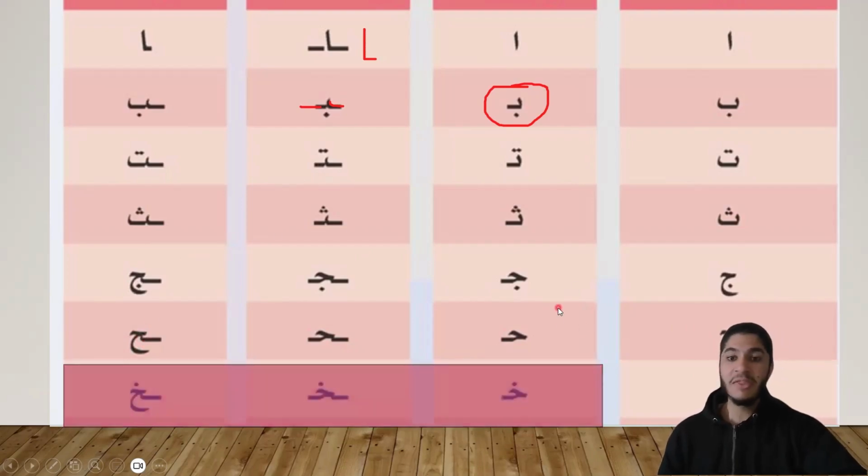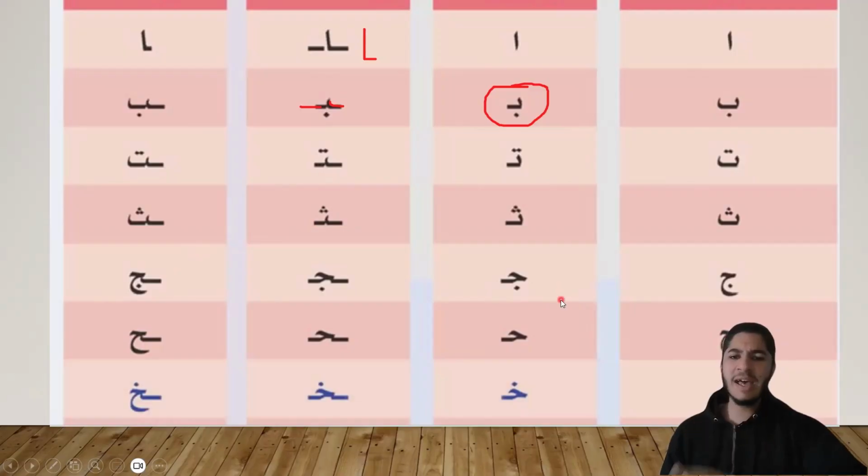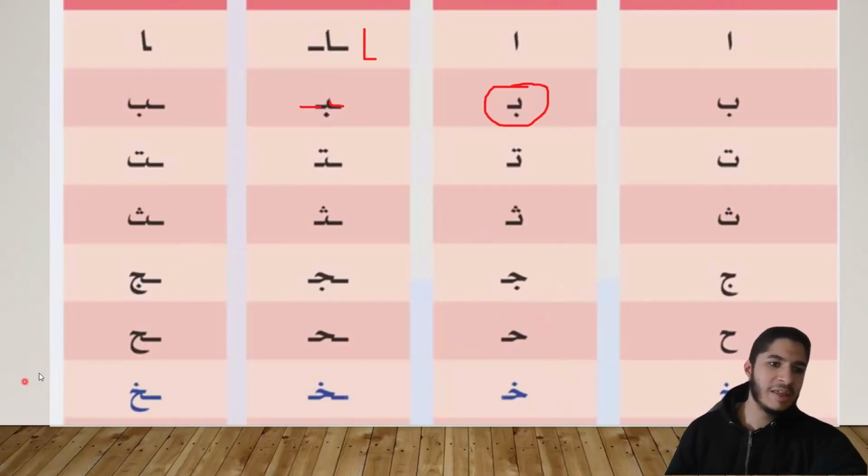Okay? The kha letter, the same as ha, just only the difference as you see, jim has a dot on the bottom, ha doesn't have any dots, kha has a dot on the top. Okay, but they have the same idea. Is it easy? I hope that it's a piece of cake. Let's continue to the other letters.